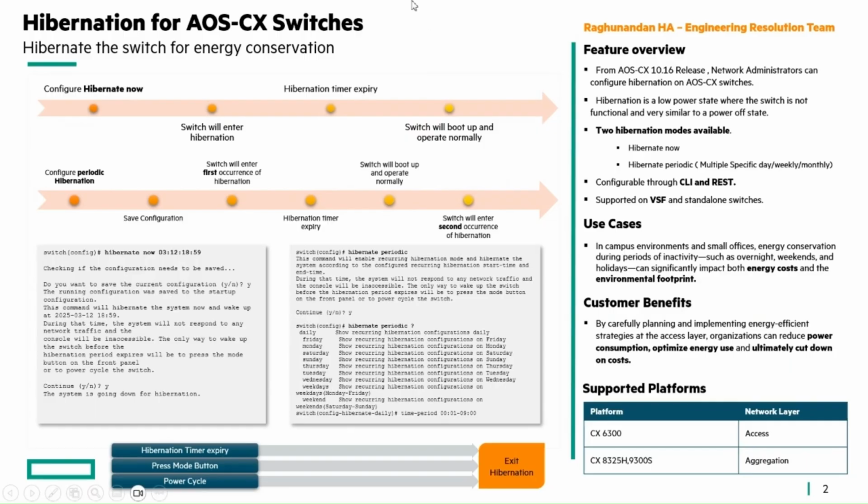In case there is a rare need to force exit the hibernation, so you have configured the hibernation, the switch entered the hibernation, but for some reason you need to exit the hibernation, there are two options available. One is you can press the mode button, and the other one is you can power cycle the switch. With these two options, you can exit the hibernation forcefully.